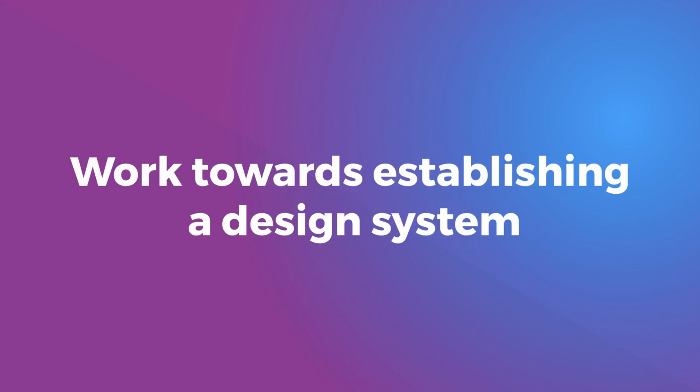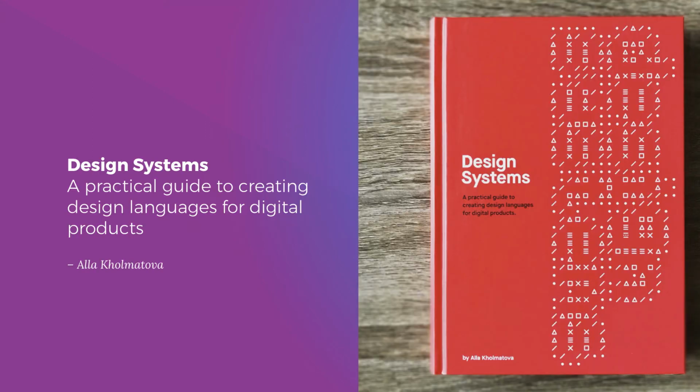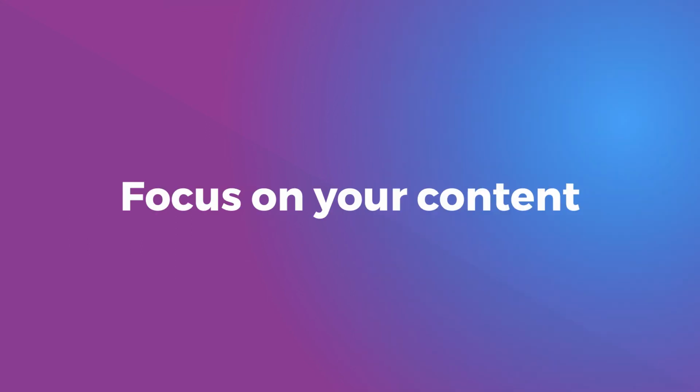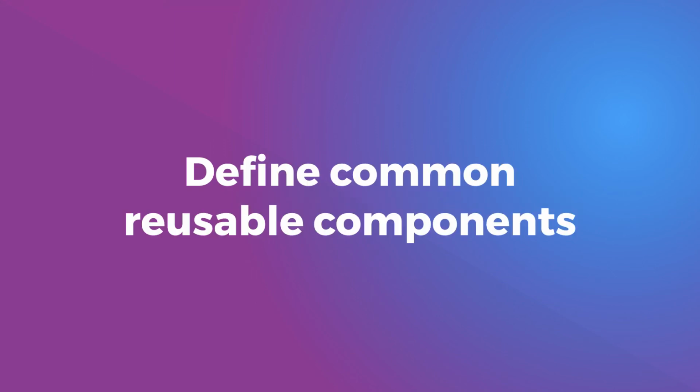So, in summary, work towards establishing a design system. Buy a book, read up on it. This is the way things are going. Keep abreast of what's there. Focus on your content. Content first. Define common reusable components. Get a language that you can use together with developers and your stakeholders, and talk about the same things. Don't necessarily talk about a banner if you don't all call it a banner. Don't start calling it a feature area if you call it an editorial marquee like Airbnb do. Have a common design language that you can use in your organization.